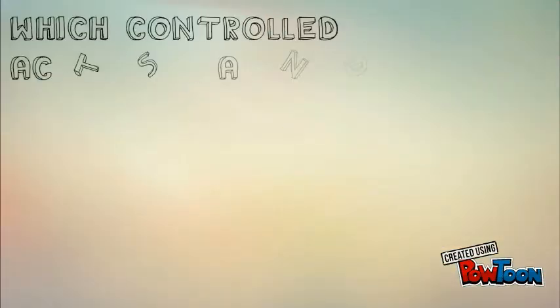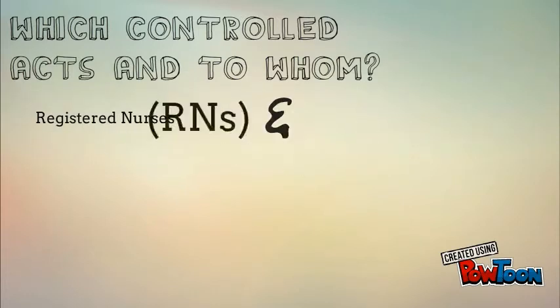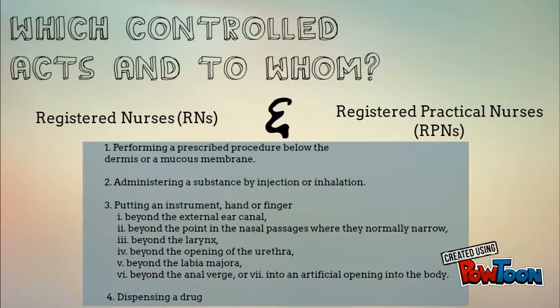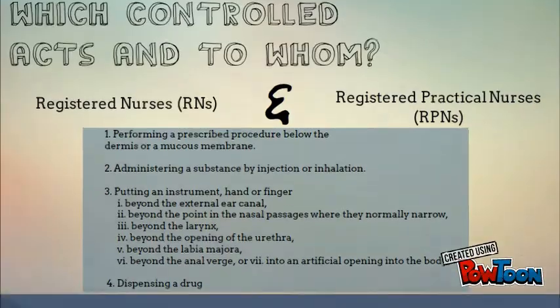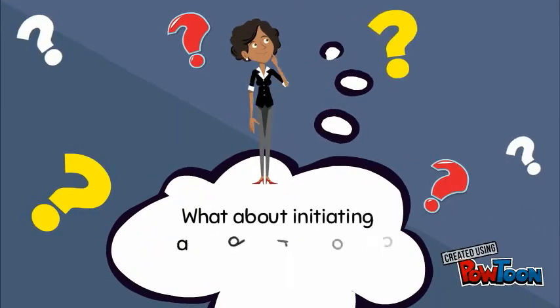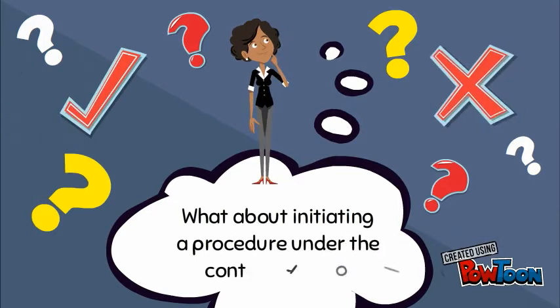Which controlled acts can be done and to whom? Both registered nurses and registered practical nurses are authorized to perform procedures below the dermis or mucous membrane, administer a substance by injection or inhalation, put an instrument, hand or finger beyond the ear canal, nasal passages, urethra, labia majora, and dispense a drug. So we know what can be done or is authorized to RNs and RPNs.